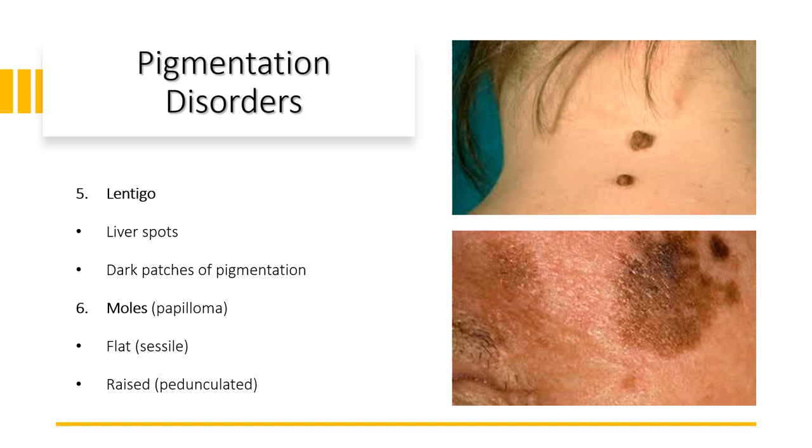Moles, we have two types of moles. We have sessile, which are flat, and pedunculated, which are raised, and both types of moles are also known as a papilloma. So these are quite normal, quite common, usually run in families. You get some people whose whole family are much more moley than others. So moles known as papilloma, flat is sessile, raised are pedunculated.